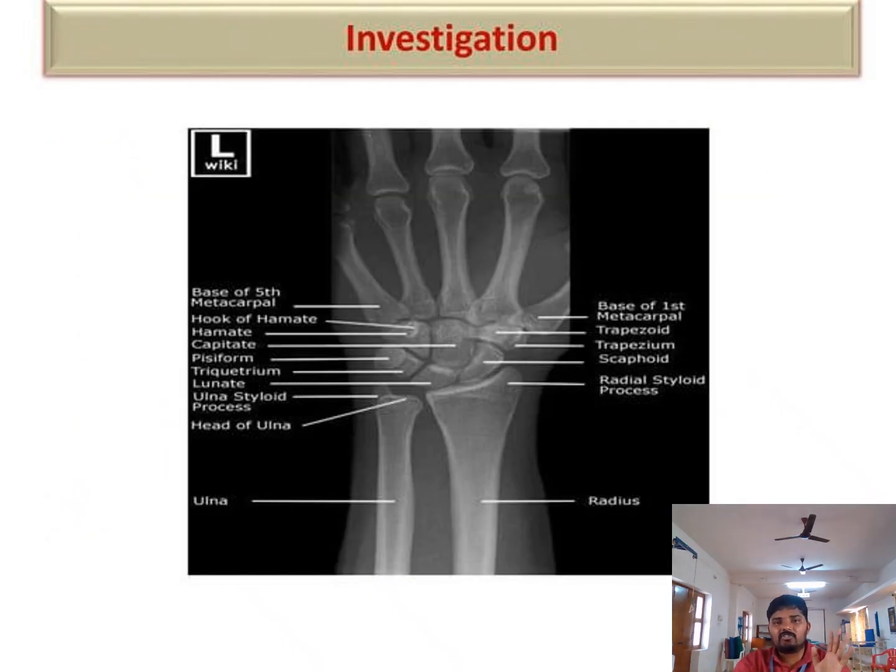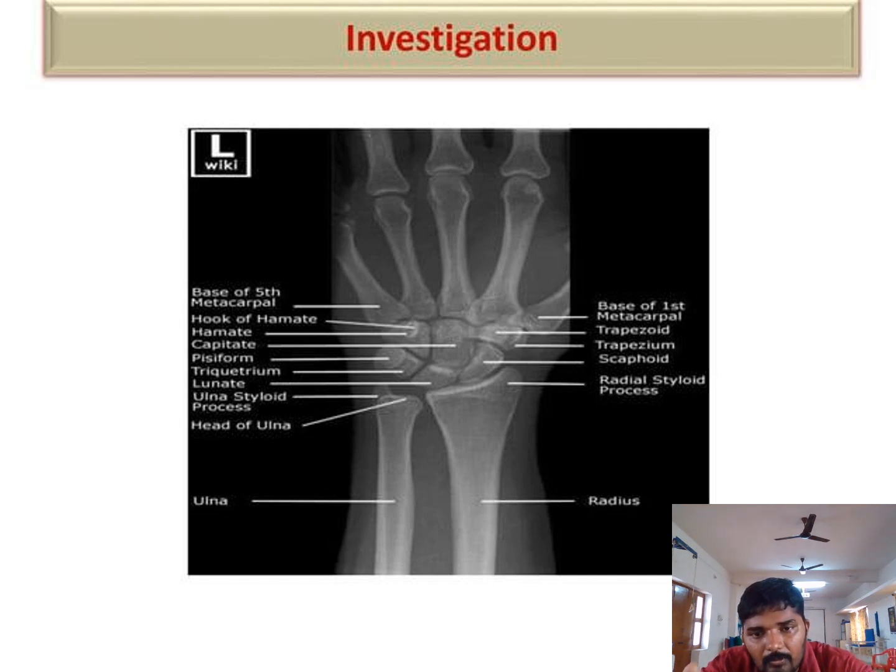The X-ray findings will show these features. Going from distal to proximal, the first line is the radius, on the lateral side. The opposite side is the ulnar bone, mainly the head of the ulna. Then laterally the ulnar styloid process. On the opposite side of the radius bone, proximally, is the radial styloid process.